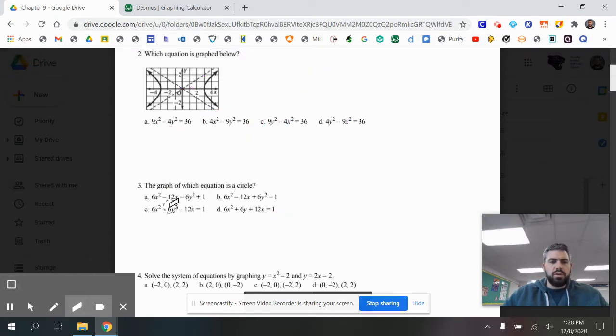All right, let's look at question number 3. It says, which equation is a circle? All right, so let's say you have no idea. You're not sure what to do with this one. What you can do is actually just start graphing all of them.